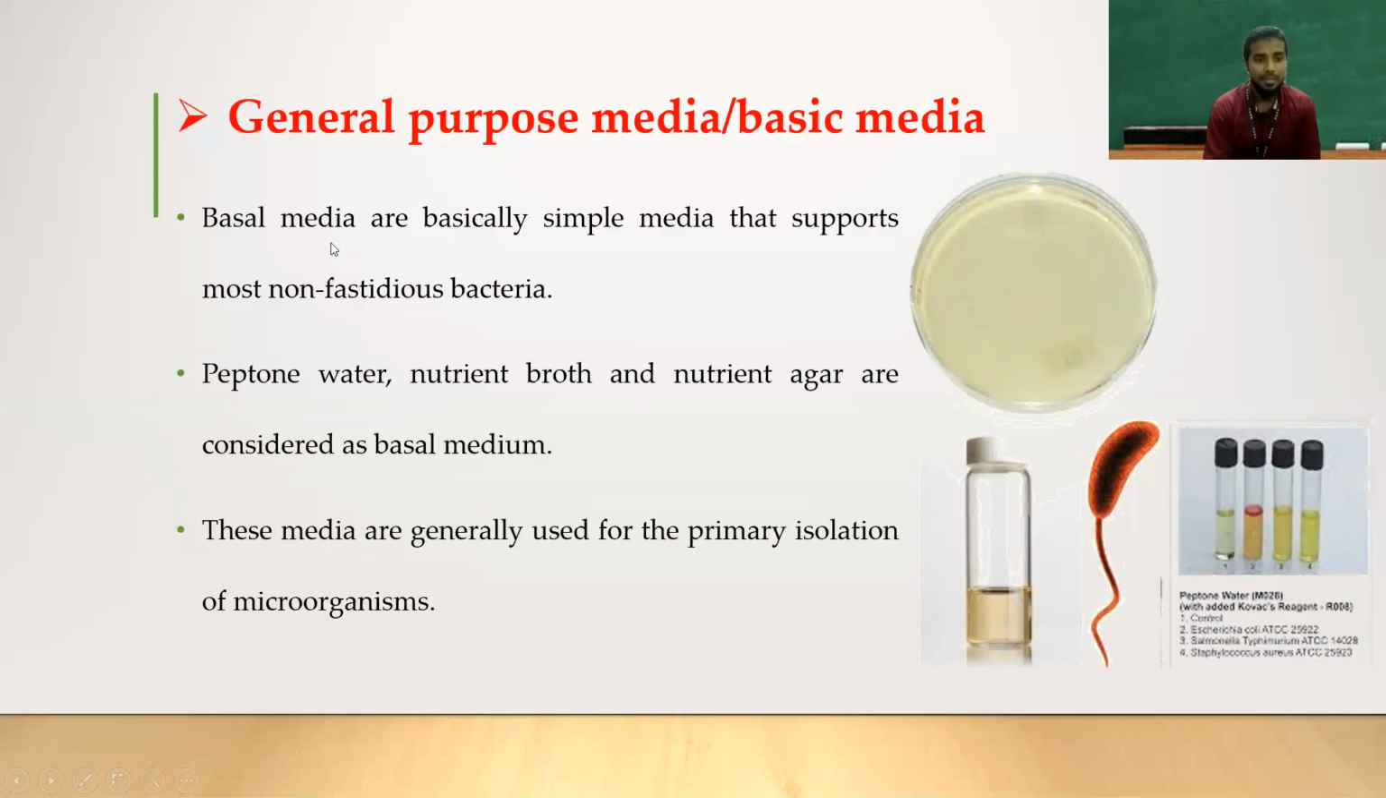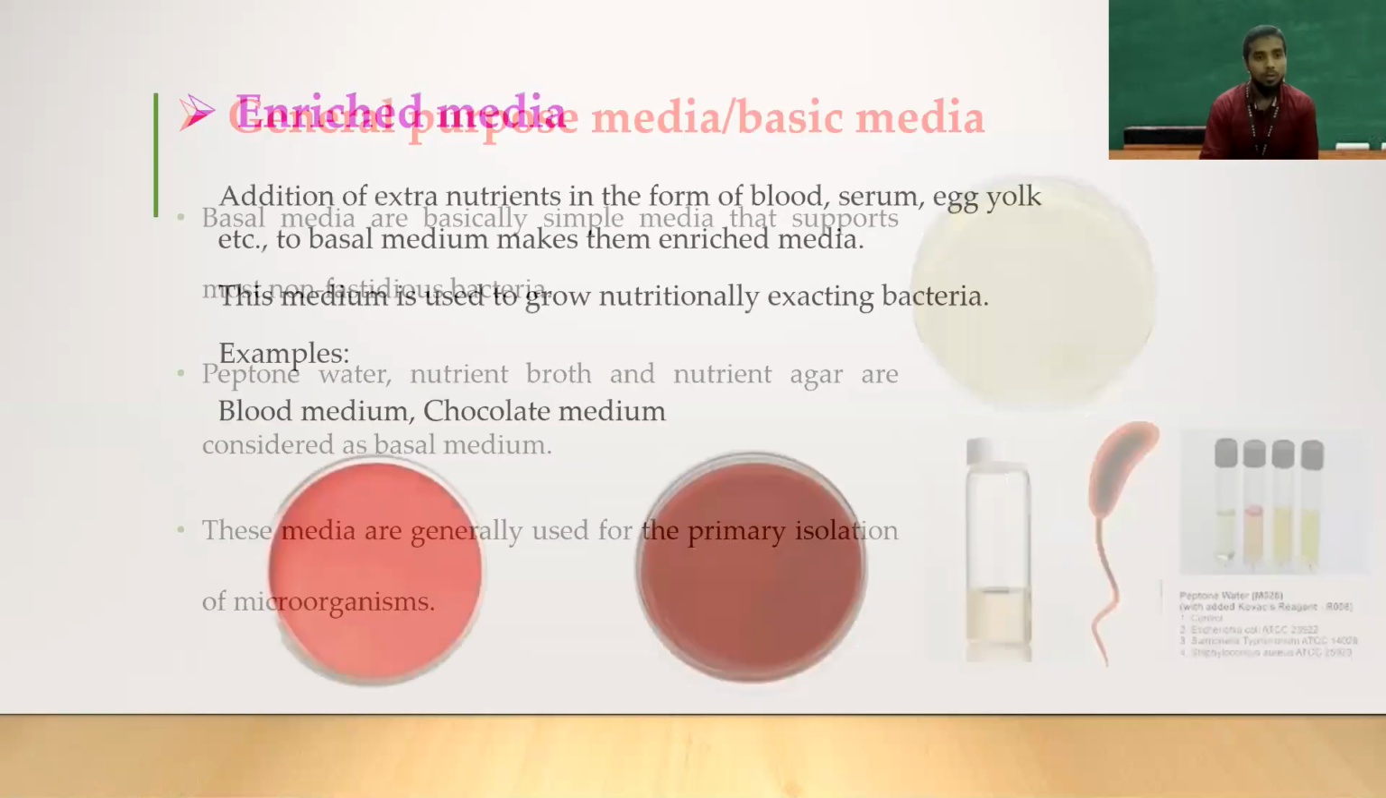So basically, basal media are simple media that support most non-fastidious bacteria. This is a basic nutrient media that supports the life of a bacteria. What will be included in the basic medium or basal medium could be peptone water, nutrient broth, and nutrient agar. And these media are generally used for primary isolation of microorganisms. So I just said this will just support the bacteria to survive, not grow in numbers. It will be helpful to just survive. When it is able to survive, we can also see different spots or different colonies forming, and based on that we can isolate the bacteria.